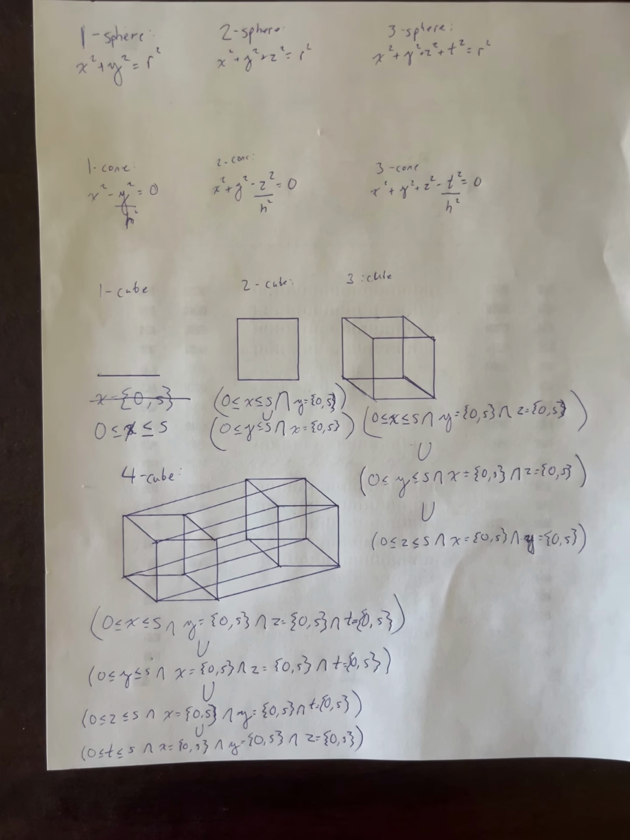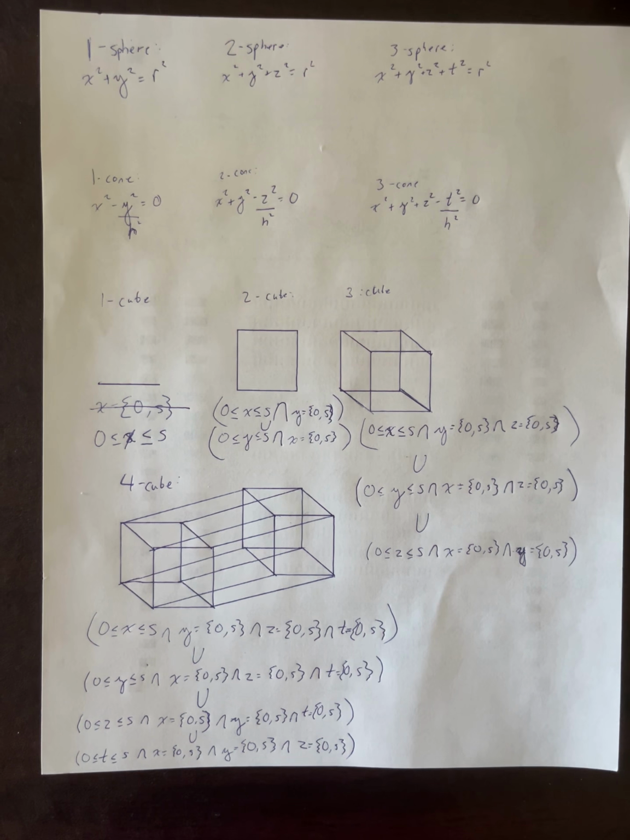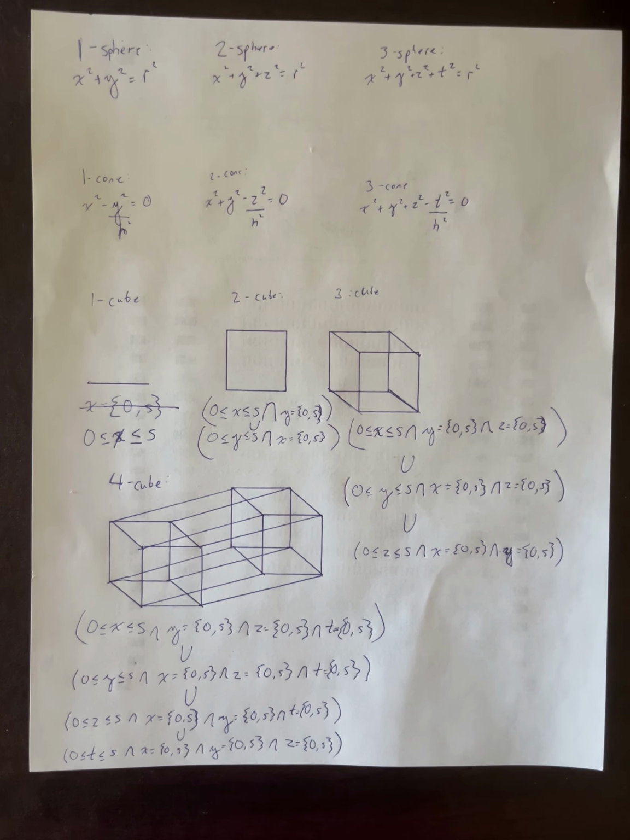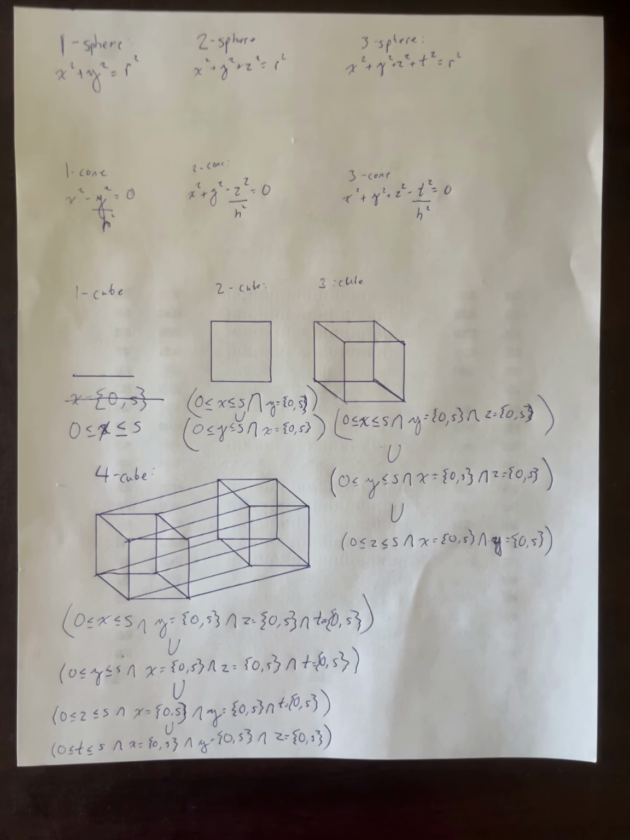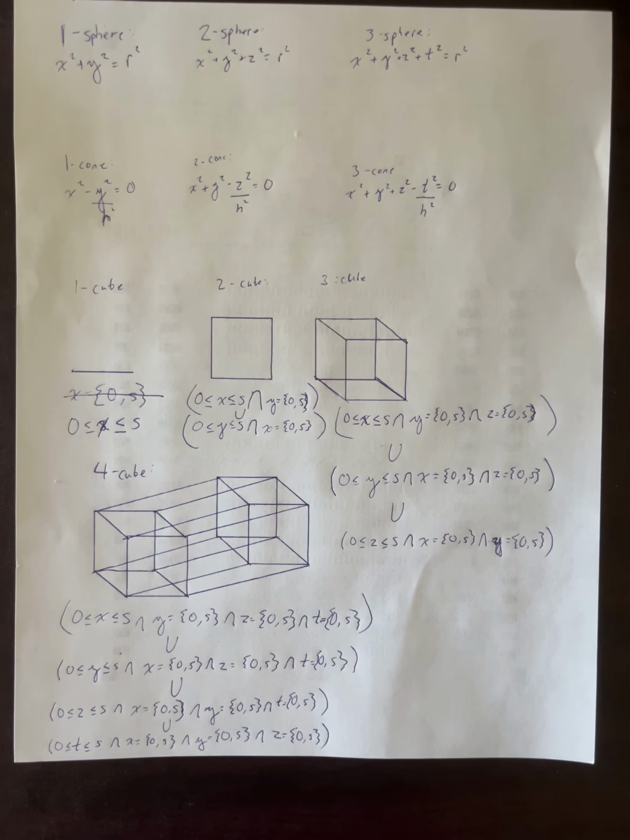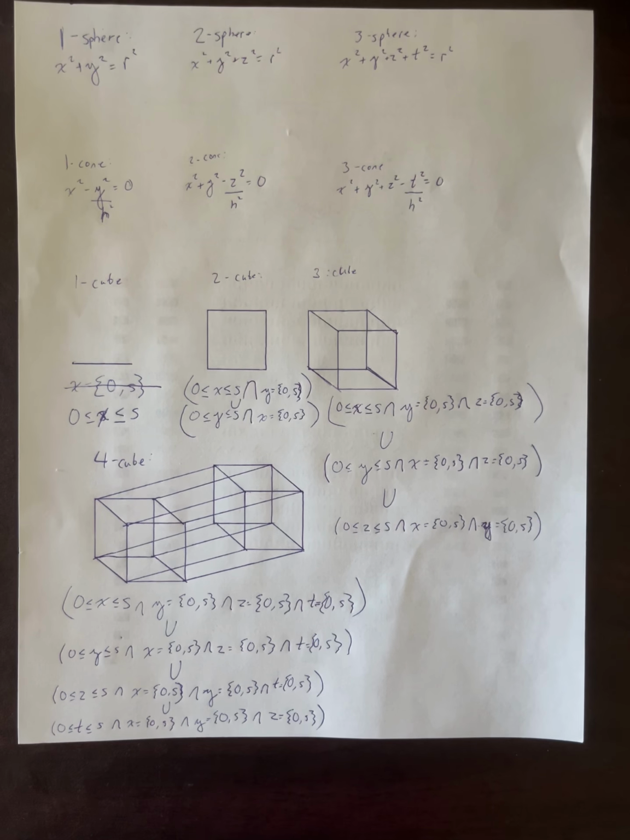Likewise, you can do cones. A one-cone is just an isosceles triangle. x squared minus y squared over h squared equals 0. A two-cone is what we normally think of as a cone. x squared plus y squared minus z squared over h squared equals 0.